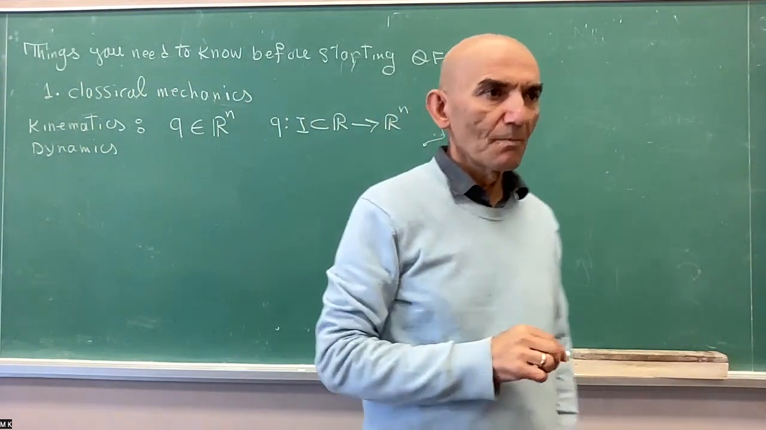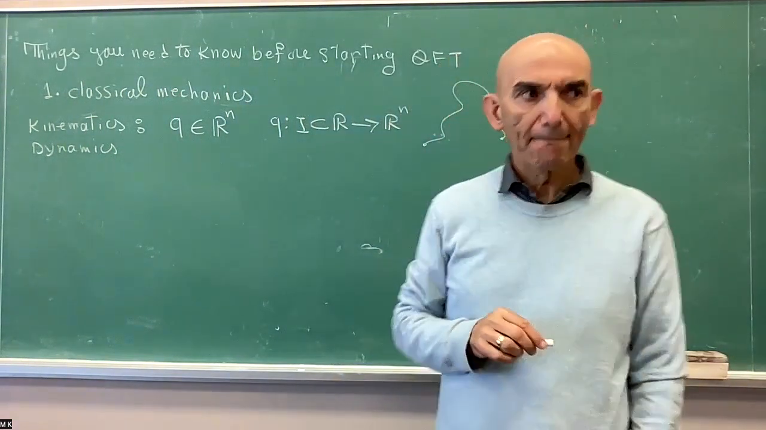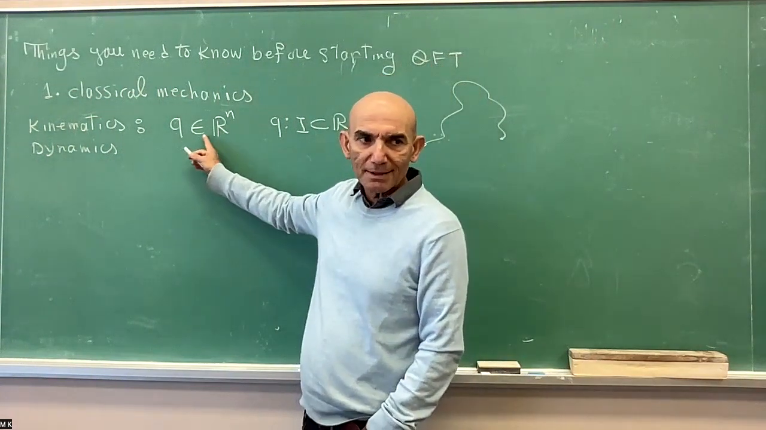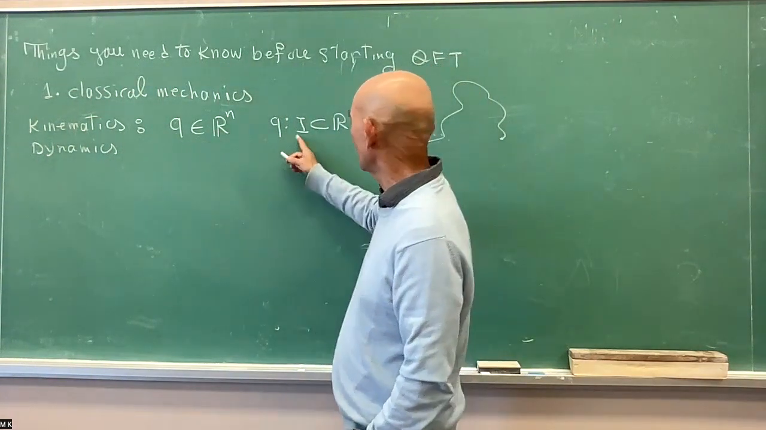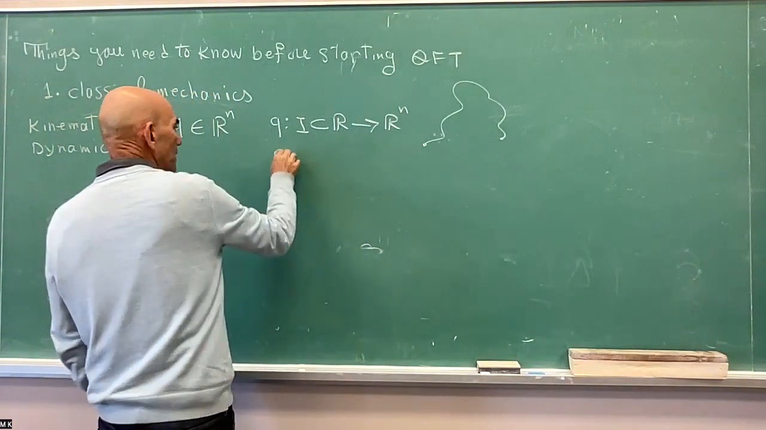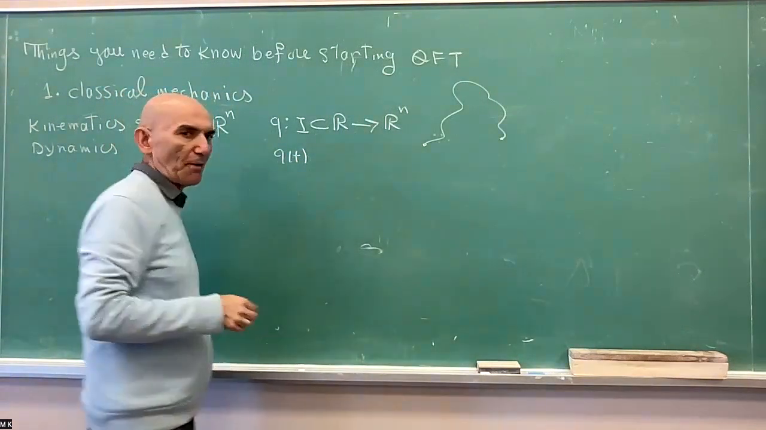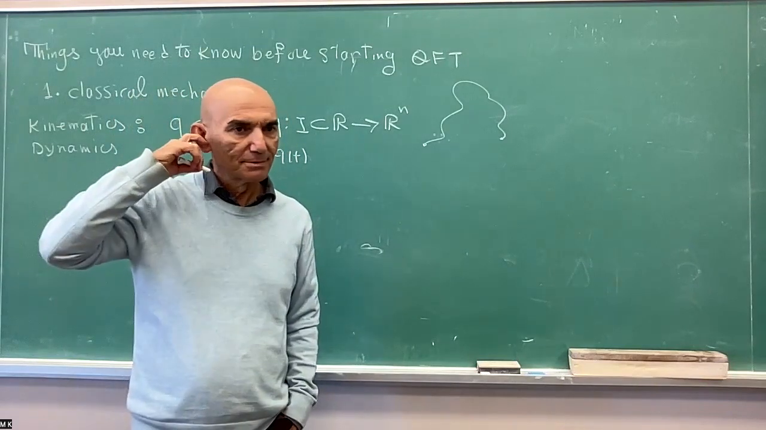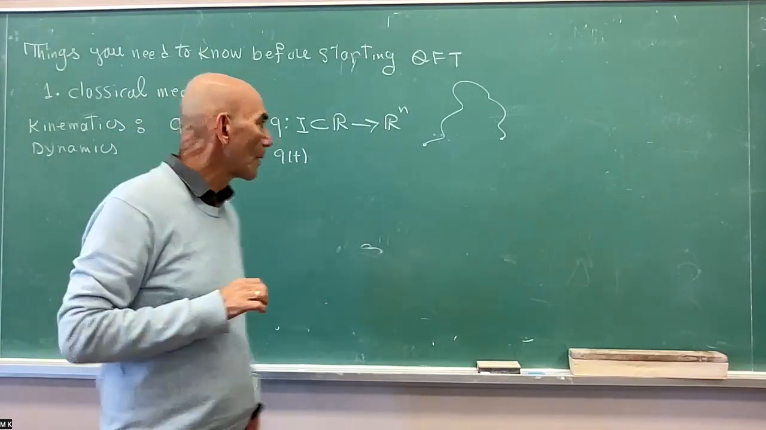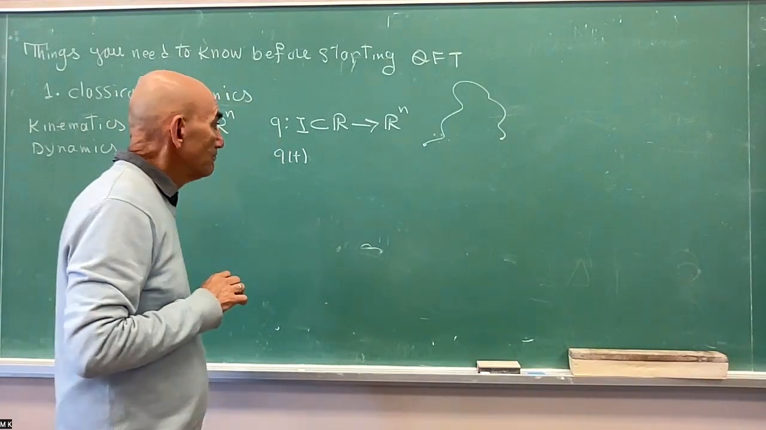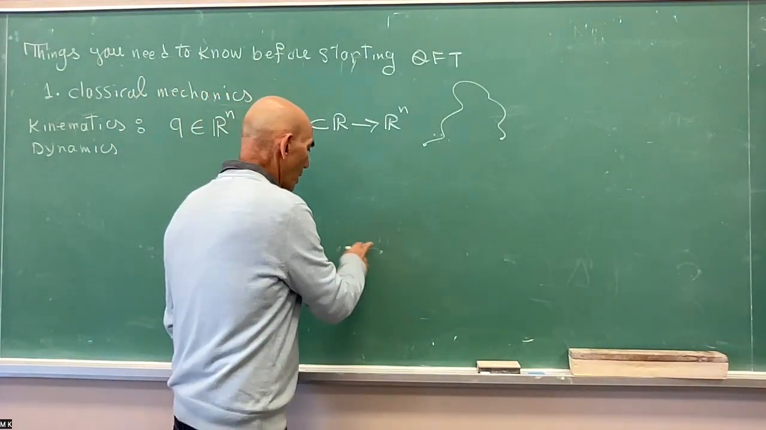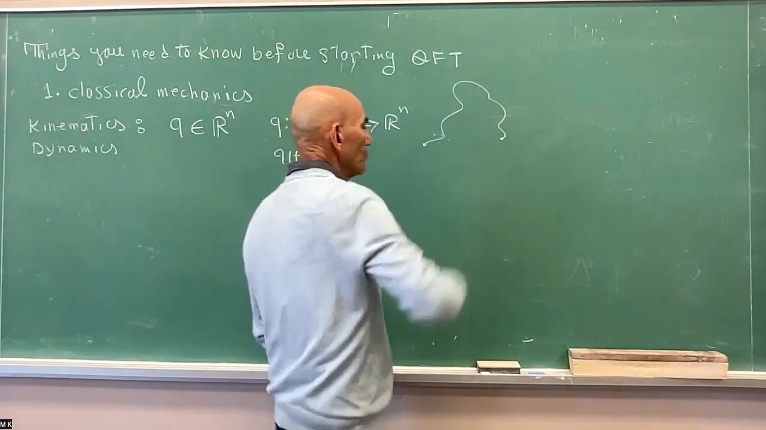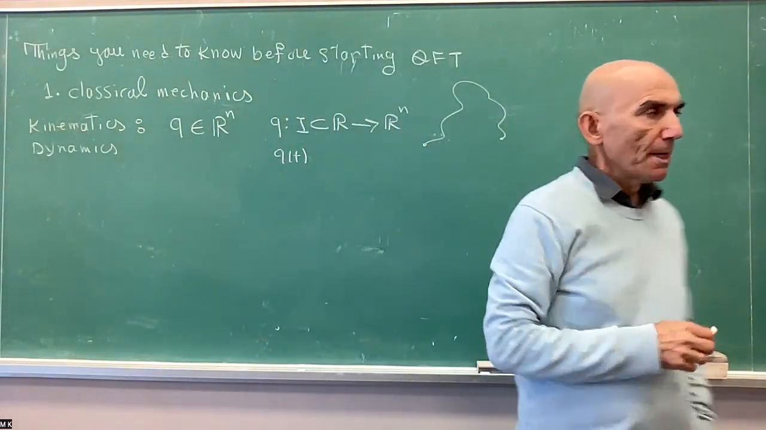Question? So Q is both a point and a path? Yeah, sometimes I denote it as a point in Rn, and sometimes I also think of Q as Q of t. My notation is going to be rather ambiguous, but most of the time, I hope there's no confusion. And we want to know what the equations of motion are for this path.